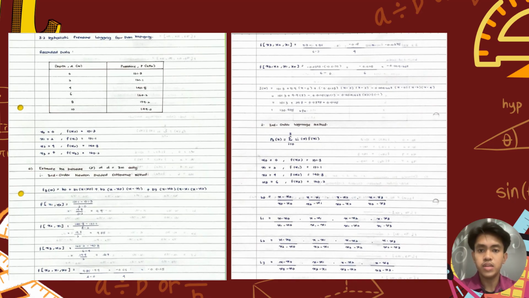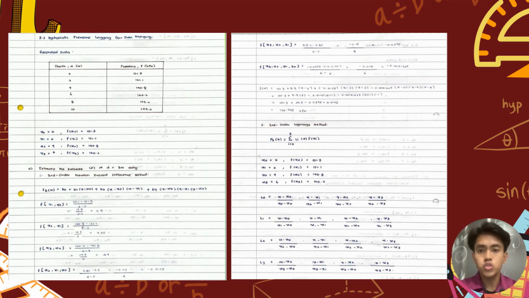For the first method, I use the third order Newton divided difference method. Since the required value is depth 3, I selected the nearest 4 data points, which are 0, 2, 4, and 6. These points were used to perform a third order interpolation polynomial. After calculating the divided differences and substituting x equals 3 into the equation, the estimated pressure obtained was 130.975.